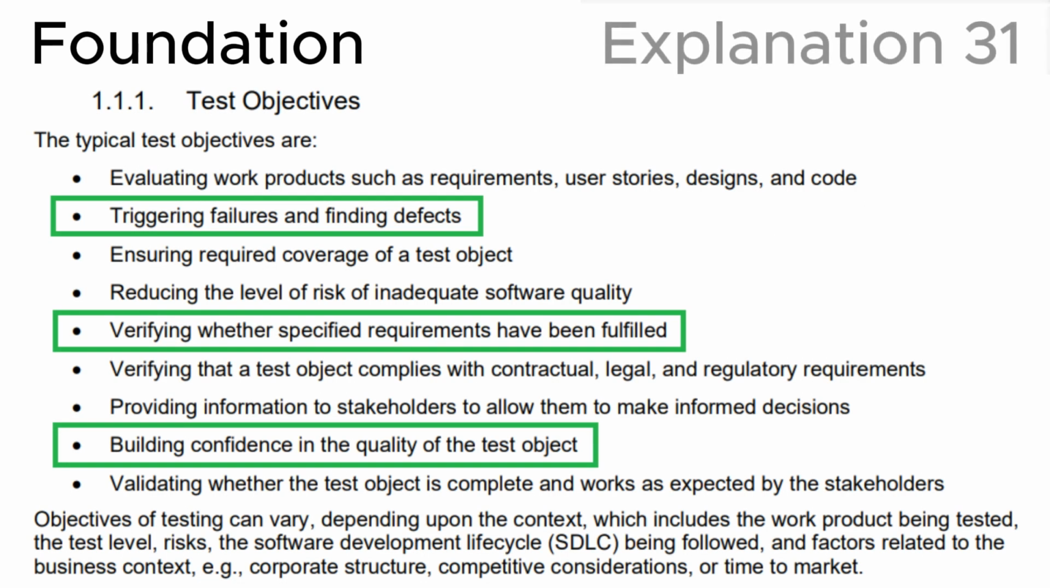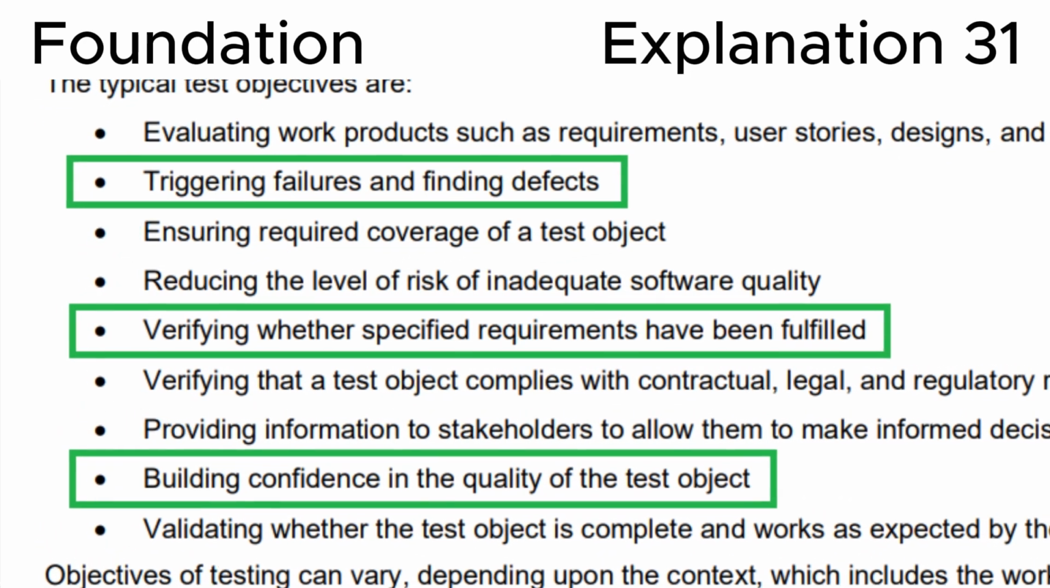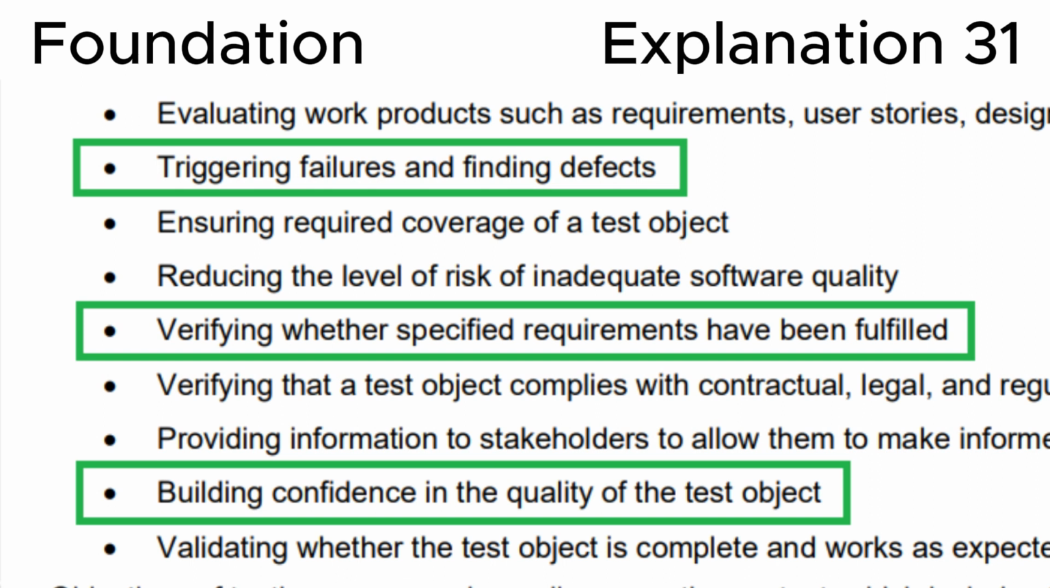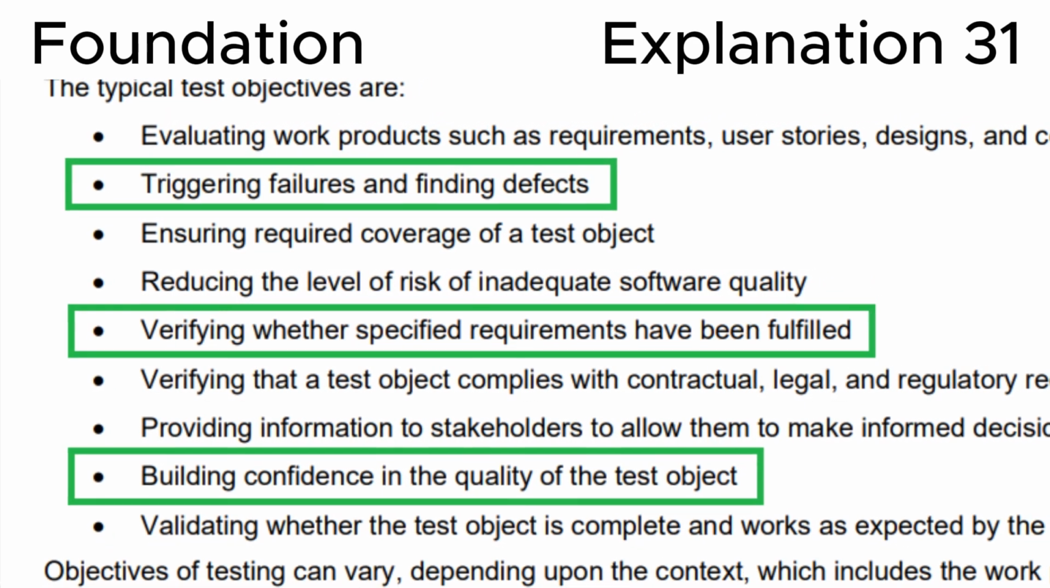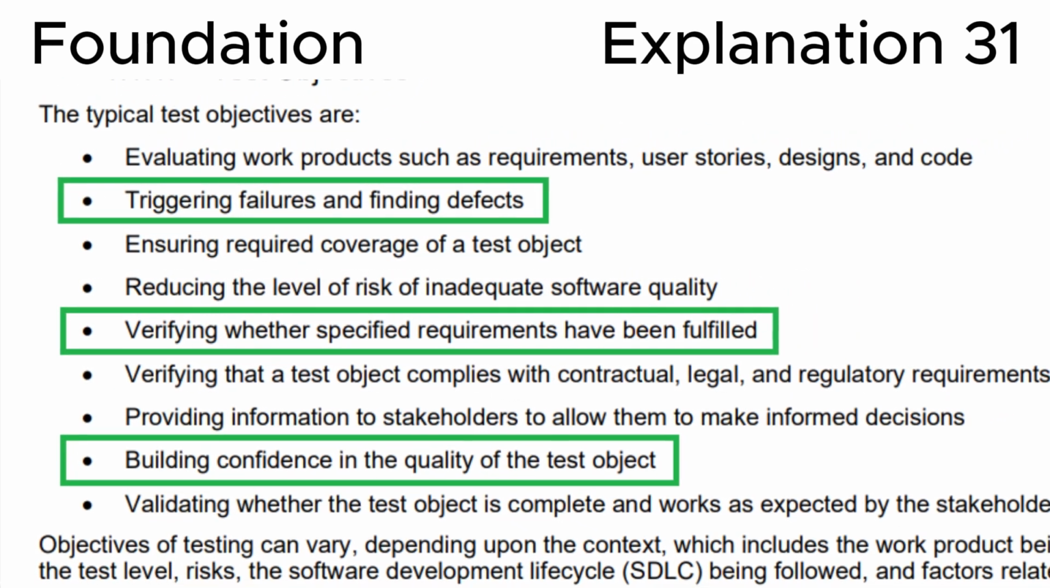Explanation. Let's look at section 1.1.1, test objectives, in the ISTQB Syllabus, where we can see that the second point is triggering failures and finding defects. The fifth point is verifying whether specified requirements have been fulfilled. And the eighth point is building confidence in the quality of the test object. This is fully consistent with statements 1, 3, and 4 of our question.